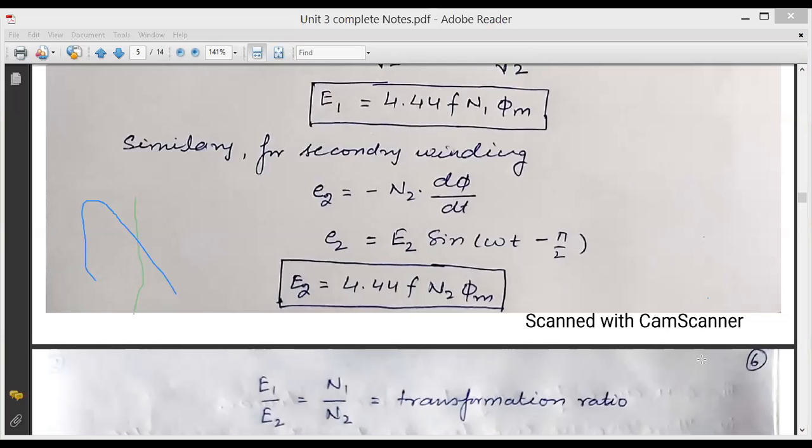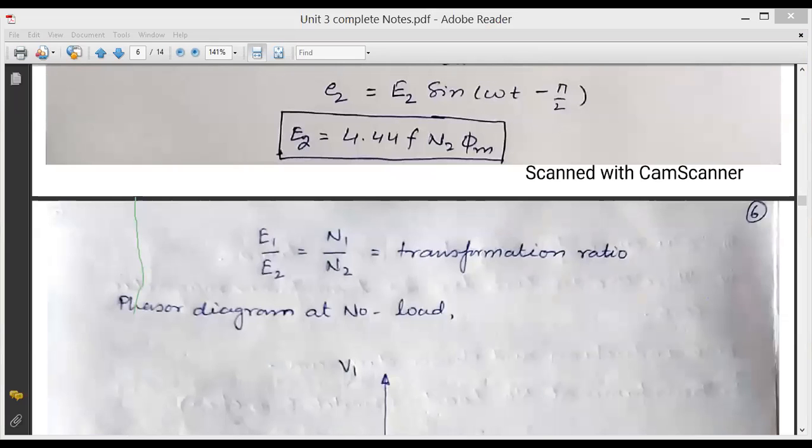Based on this, we can find E1 upon E2, and if we take the ratio of E1 upon E2, it will become N1 over N2. So this is one. Now what we did is apply a voltage on the primary winding of the transformer, which established a primary current in the primary winding. That established current causes the production of the flux phi, and that phi induced the primary voltage as well as the secondary voltage.